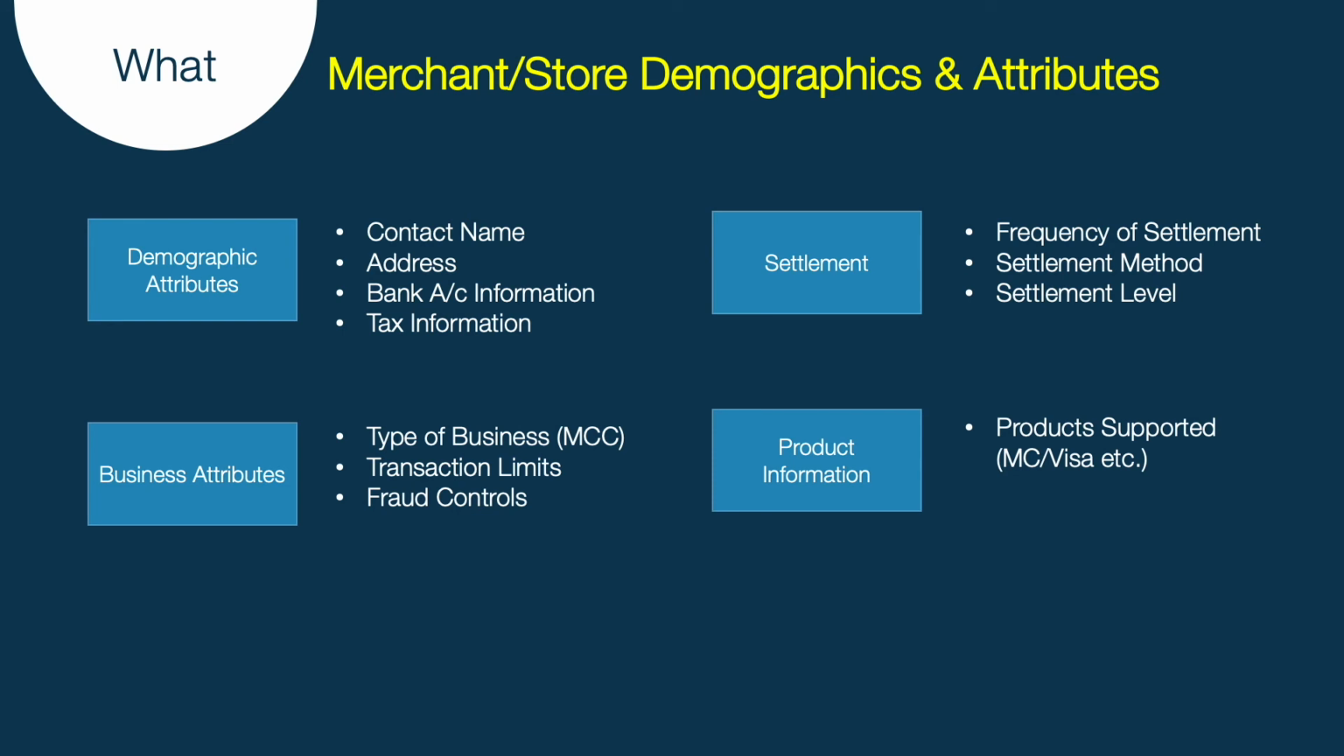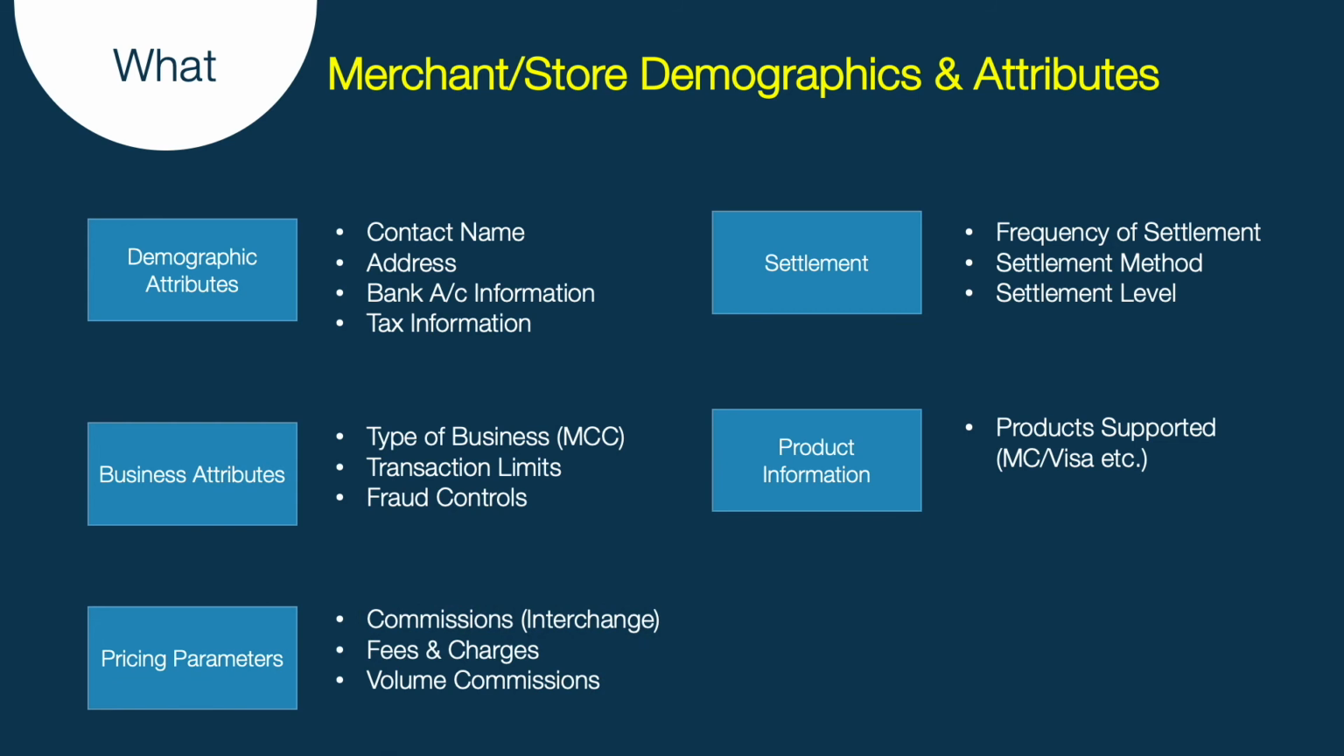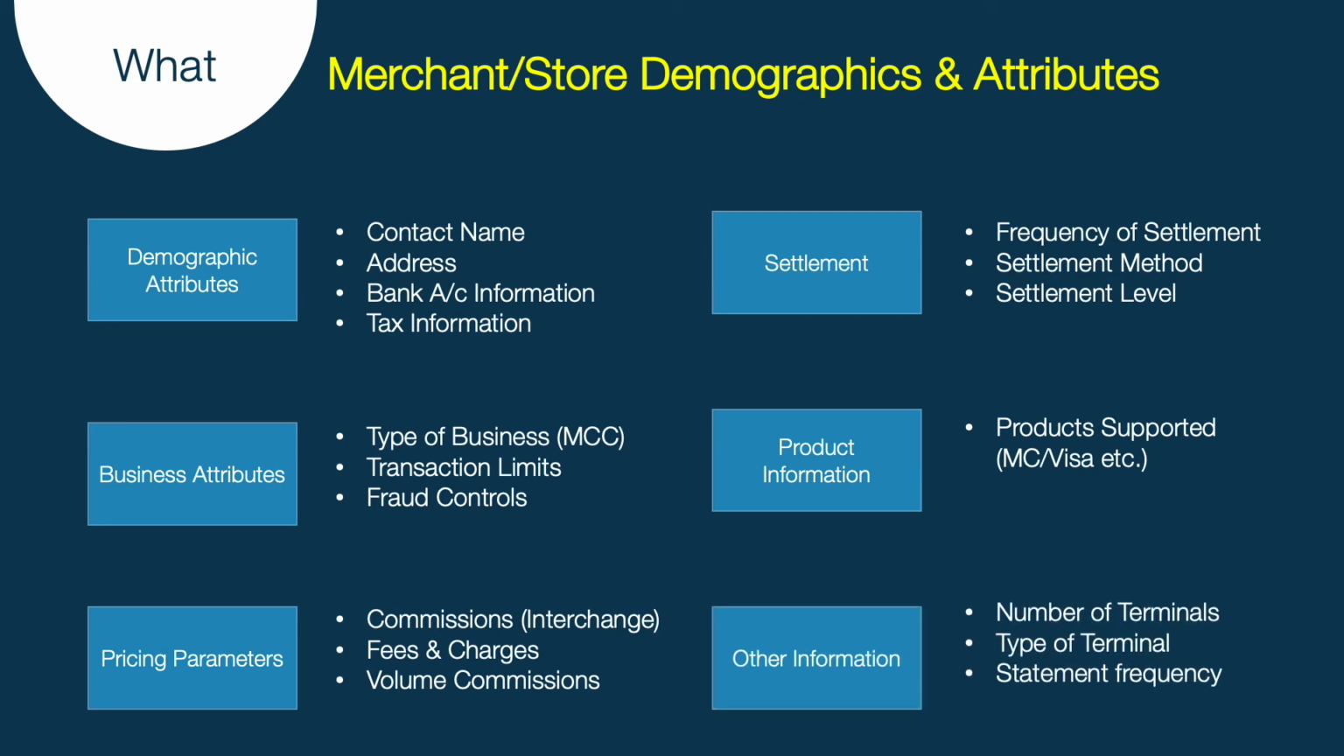We saw the product information, that is the schemes that would be supported by the merchant or the store, and pricing parameters, primarily the interchange, fees and charges, and the volume commissions that would be mapped to the particular merchant chain. Miscellaneous information like the number of terminals, the type of terminals, and the statements frequency that is to be sent across are stored. So these are overall the merchant and store demographics that would be stored in the merchant back office system.